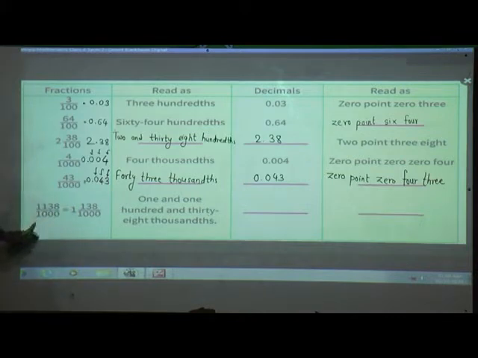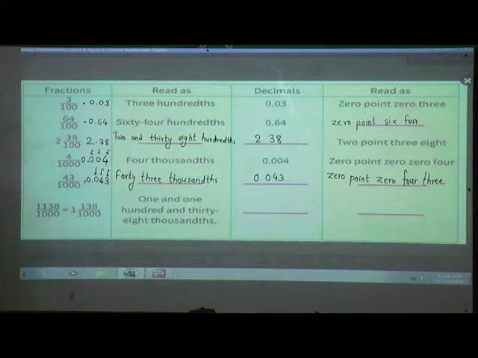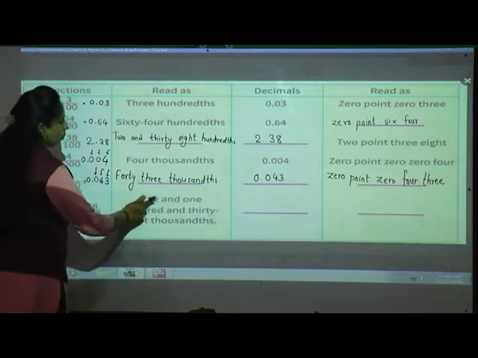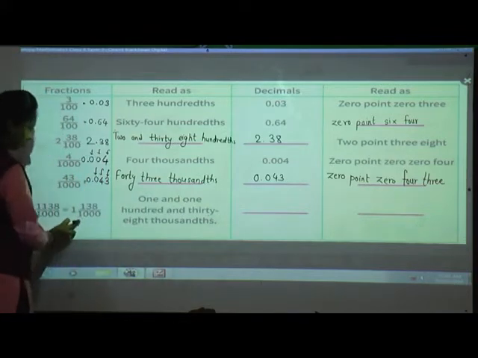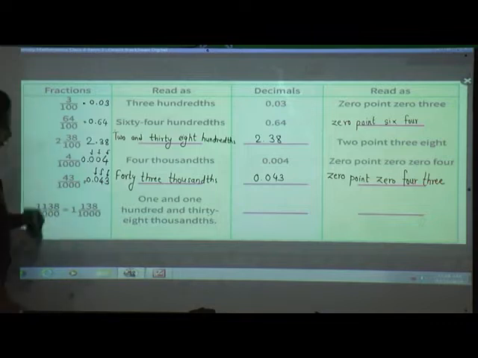Now last one, 1138 upon 1000. So this is nothing but one whole and 138 divided by 1000. See how: 1138 means in this one more 1000 is there, so we have taken that as a whole number. Okay, and 138. So how can we read? 1 and 138 thousandths. So now we need to convert this into decimals.